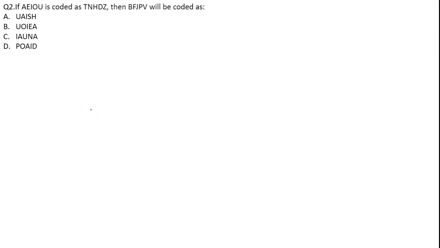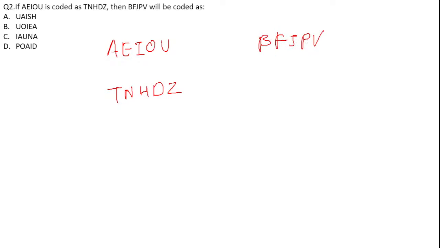This is also a series question, okay, so let's see how it is coded. So first A, E, I, O, U we have given, and it is coded as T, N, H, D, Z, and then we have given B, F, J, P and V. So here this series is coded into this series, fine. So let's see how it is coded. We need to observe it.